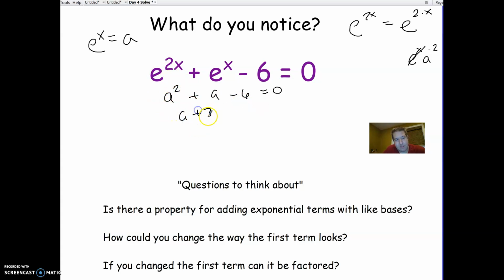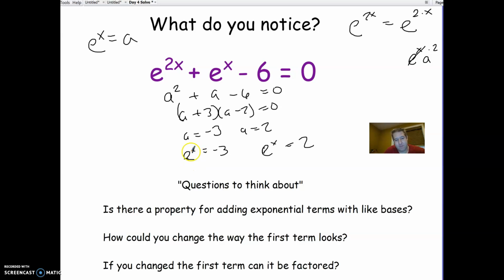I got a plus 3 times a minus 2. And then that tells me, using zero product property, that a can be negative 3 or positive 2. Now, I haven't found my answer yet. I've just figured out what e to the x can be. So these are the two answers for e to the x. So I'm going to replace a back with e to the x. And then I can solve.